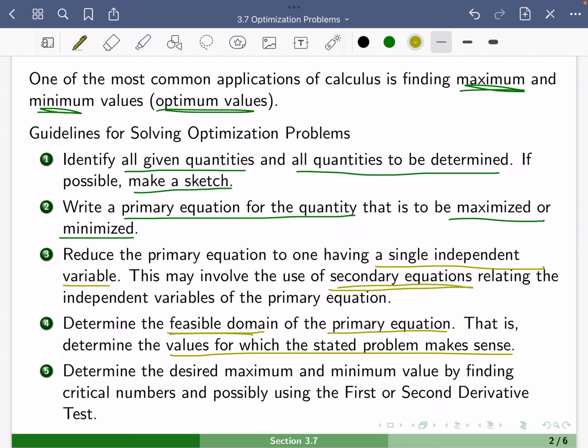If we're talking about lengths, we typically don't have to worry about negative lengths. If we're talking about time, we're often not thinking about negative time, although it depends on the situation. Sometimes people will talk about an amount of time previously, but you just want to think about your feasible domain. Then we determine the desired max or min by finding critical numbers, and then we use either the first or second derivative test. I will tend to use the first derivative test, but you can use the second derivative test as well. It just depends. You have some freedom there. All right, so let's look at our first example.